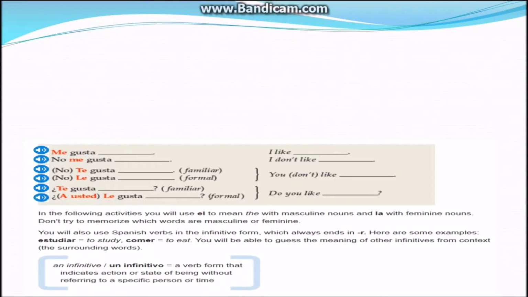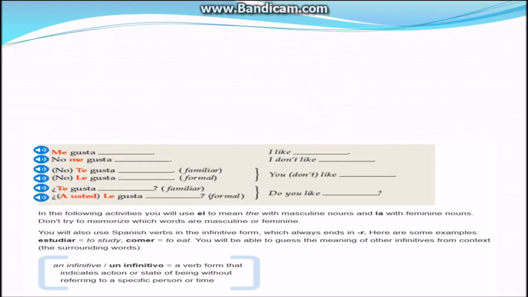This part comes from the textbook. So what do we get? Me gusta, no me gusta. We put the no immediately before the pronoun. Is I like or I don't like. I don't like what? So we have to use gusta because the what is the subject. So you like or you don't like. No te gusta, no le gusta.